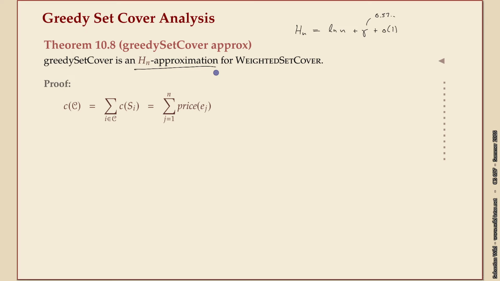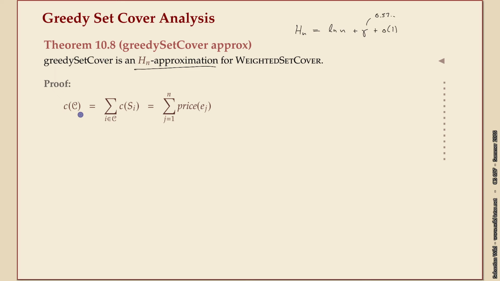So this is growing with n, right? It's not a constant factor approximation, and it's maybe not so great. But let's first prove it before we dismiss the result.